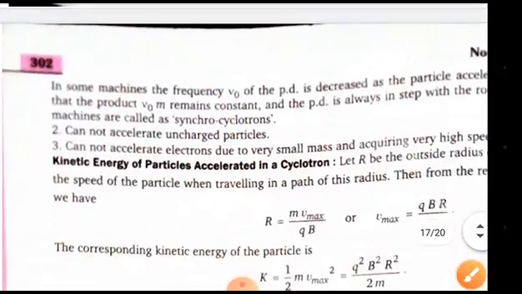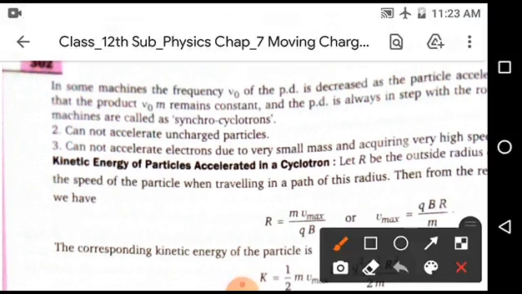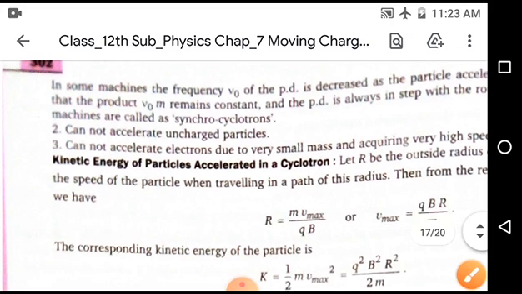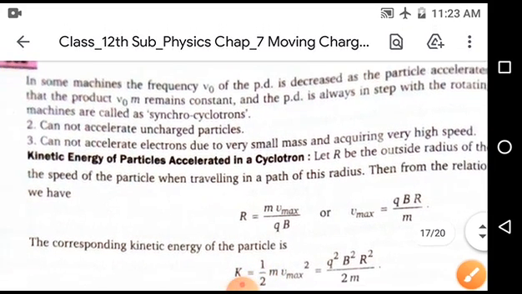Second limitation is that it cannot accelerate uncharged particles. That means if we use an uncharged particle, then it cannot be accelerated. Third, it cannot accelerate electrons due to their very small mass and acquiring very high speeds. That means it is not used for electrons.